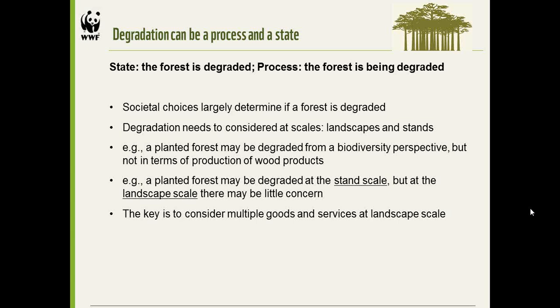And so a planted forest may be degraded at the stand scale, but at the landscape scale, all of the goods and services and all of the species may still be present. And so having a few planted forests, in terms of plantations, fast-wood plantations and so on around, may not necessarily be a bad thing, and it certainly doesn't degrade the entire landscape. But the key is to consider multiple goods and services at a landscape scale. So when we're thinking about degradation, we have to get away from the idea of degraded at site level or degraded at stand level and think more about landscape level changes.